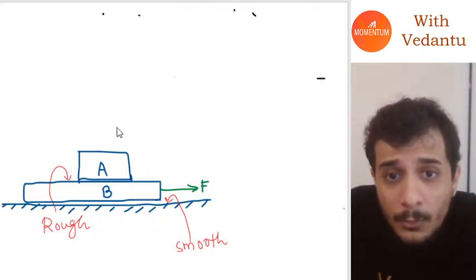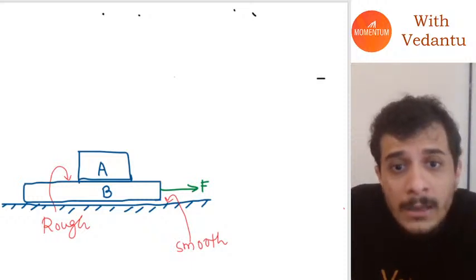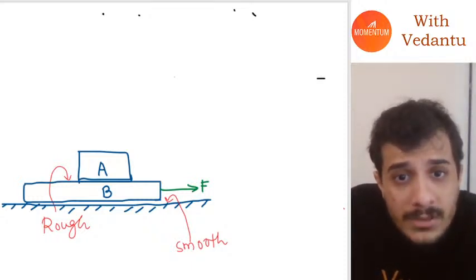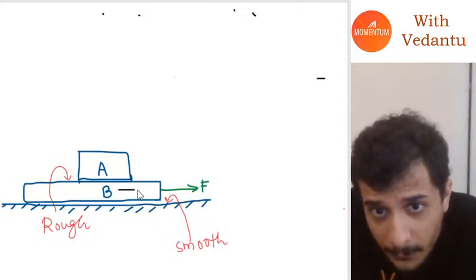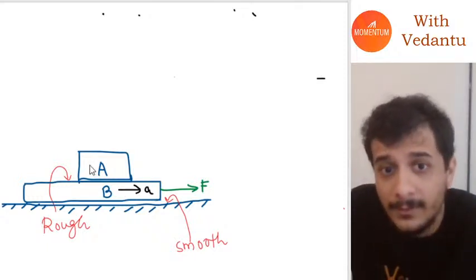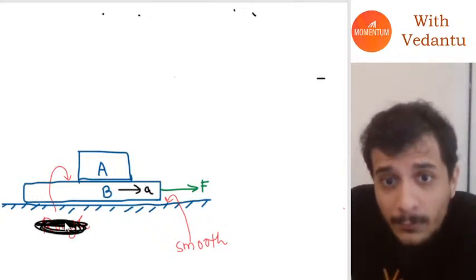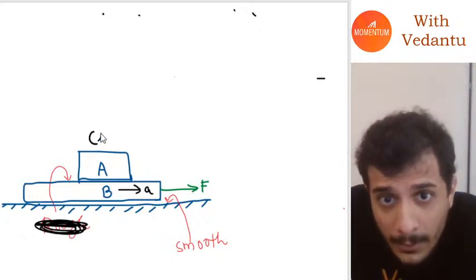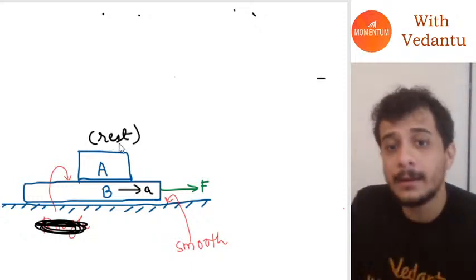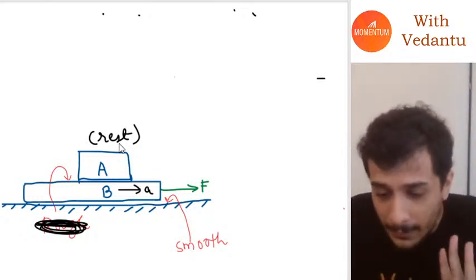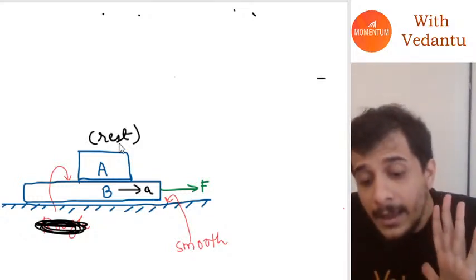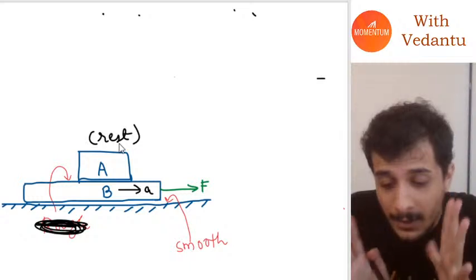So if there was no friction, you know that this block which is at the bottom will have moved in this direction with certain acceleration. And this block at the top would have stayed at rest. Okay, this is what would have happened if there was no friction at all.